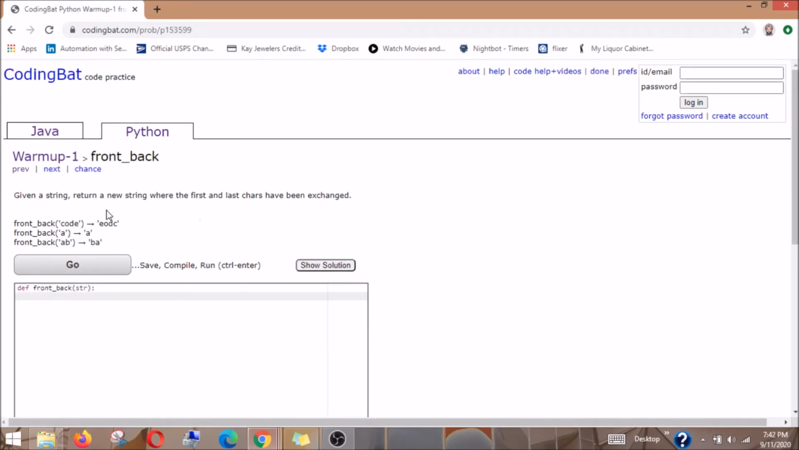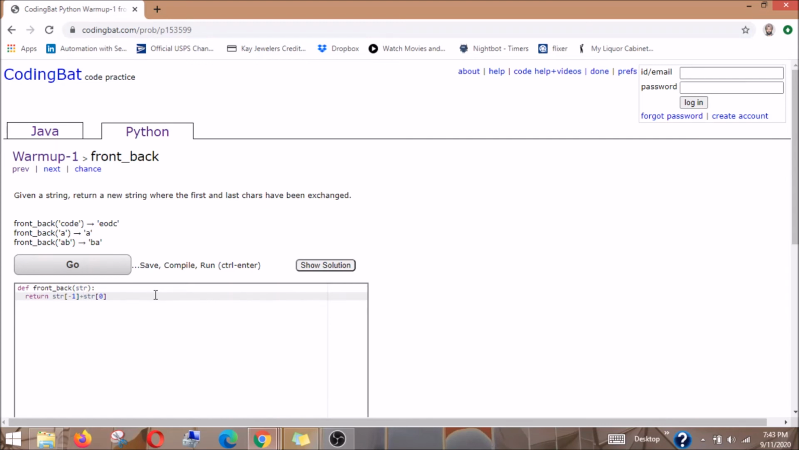Given a string, return a new string where the first and last characters have been exchanged. Oh, only first and last. Okay, so I will think: -1 will be the last character and the first character will be str0. Okay, but we still have to put the middle characters.